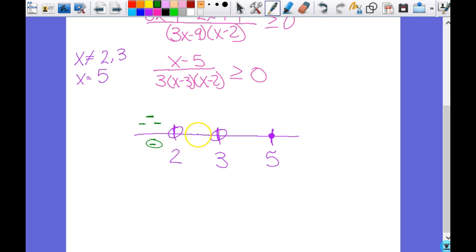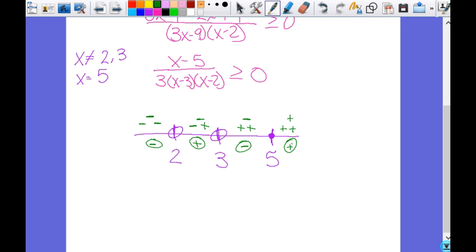I can plug in 2.5. It's going to give me negative. Then if I plug in 2.5 here, is it going to be positive or negative? Negative, and then this would be positive. So overall, that's positive. I can plug in 4. 4 minus 5 gives me negative. Plug in 4 in both of these. These are both positive. So overall, it's negative. And plug in 6. So 6 would make everything positive.